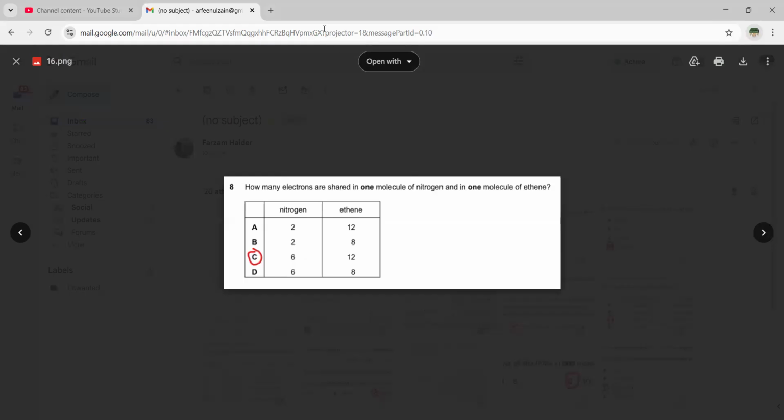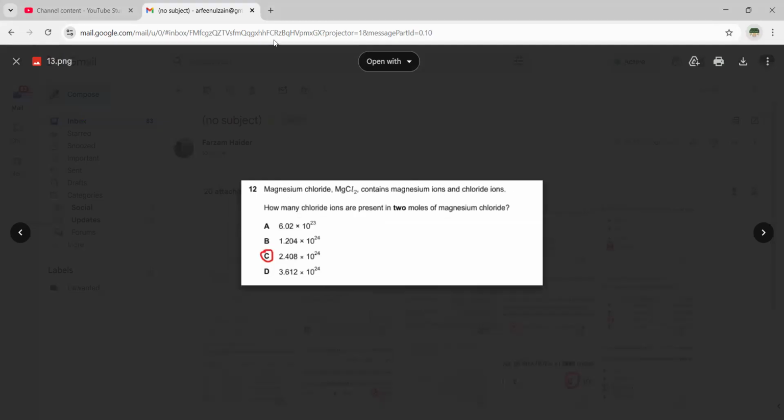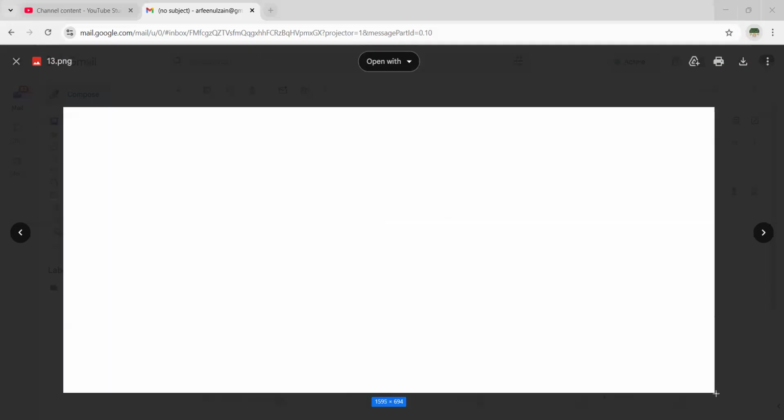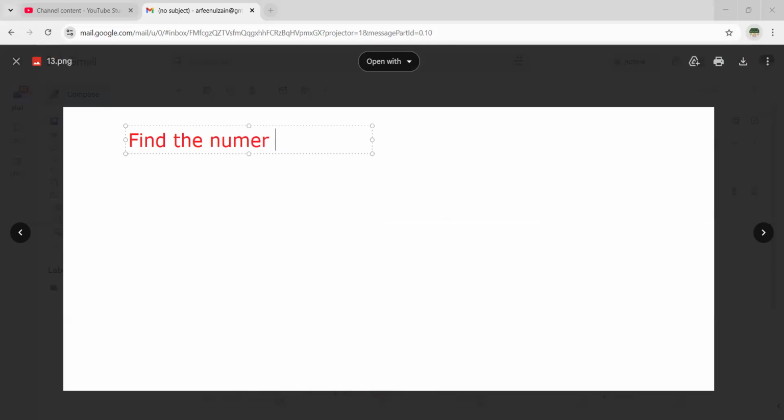How many electrons are shared in one molecule of nitrogen? This question can be changed according to atom or molecule. For example, if I say find the number of atoms in 2 moles of water, that is the question, okay?